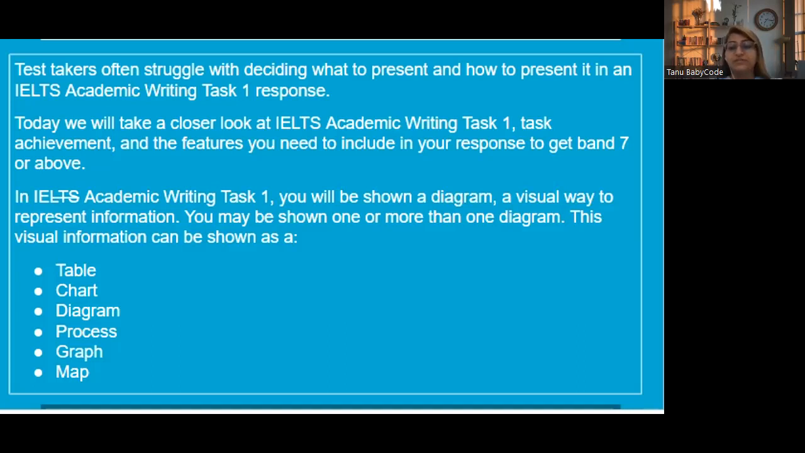So you will be given a diagram, a visual way to represent information. You may have one picture or more than one, right? Sometimes it can be one diagram, sometimes more than one. For example, you can have a table, chart, process diagram, graph, or map. Sometimes you can have two also.